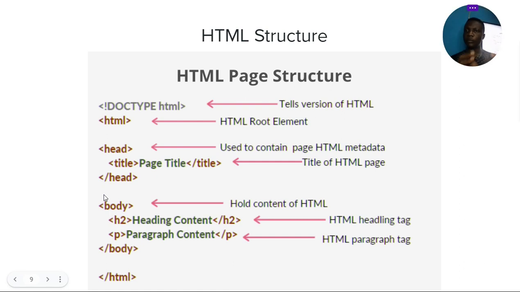Now the HTML is divided into two parts. We have the head section, we have the body section. The head section passes instruction on how to render the HTML, which includes the meta tags, the title, the SEO, and so many other things. And then in the body, the content of the whole page is rendered, like the heading, the paragraph, the image, the table, the list, the anchor link, and so many other things.